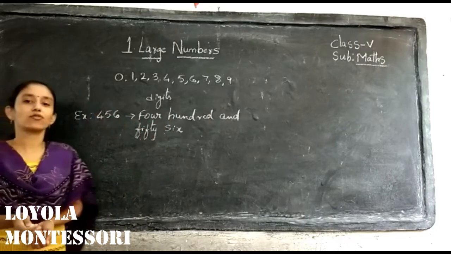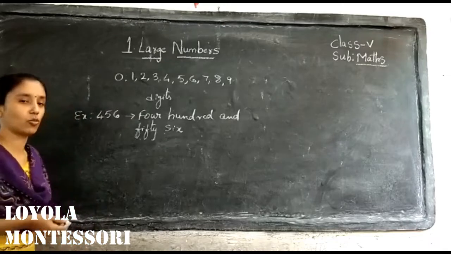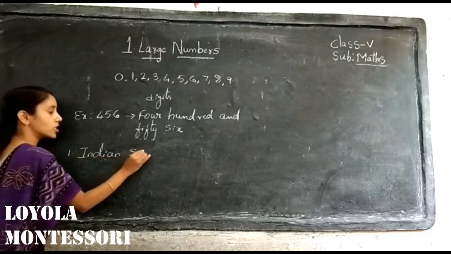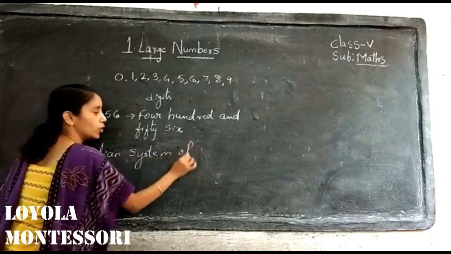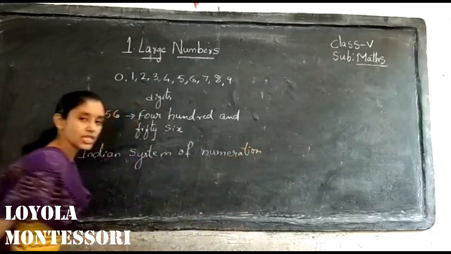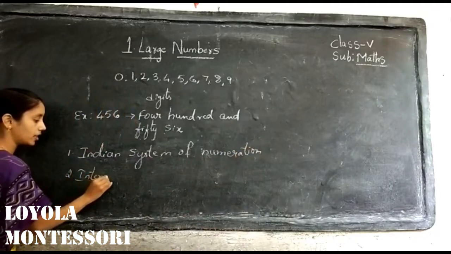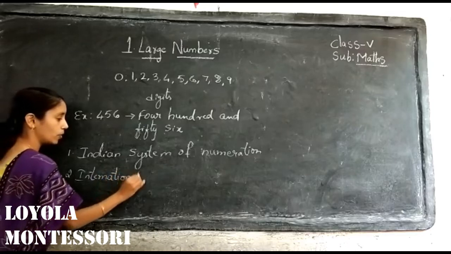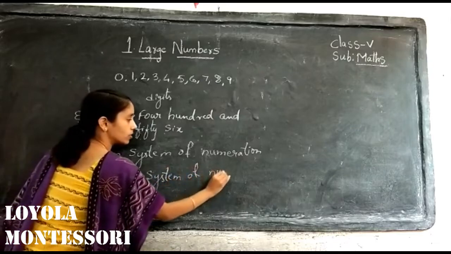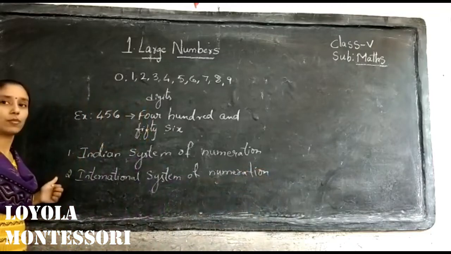Coming to number system, we have two types of number systems. One is the Indian system of numeration and the other is the international system of numeration. First one, Indian system of numeration. Next comes the international system of numeration. So we will deal with these two number systems.